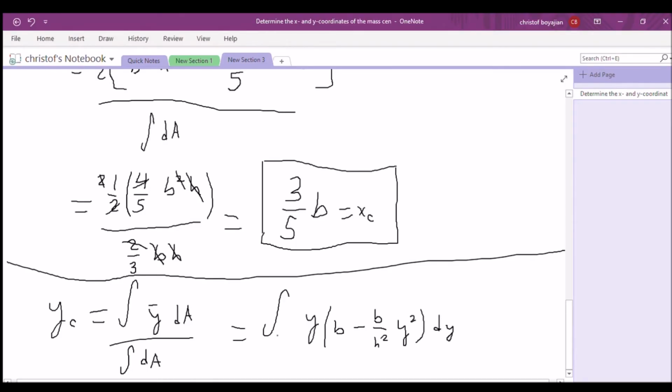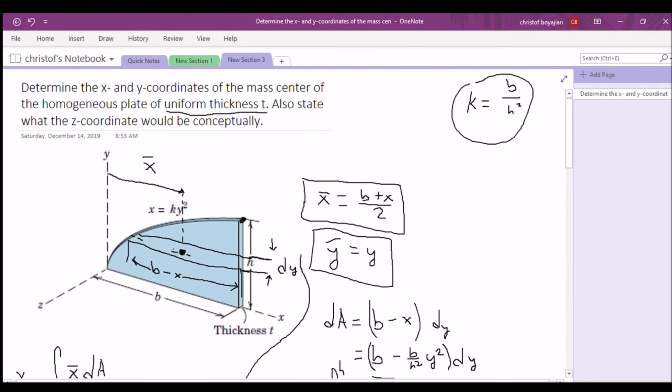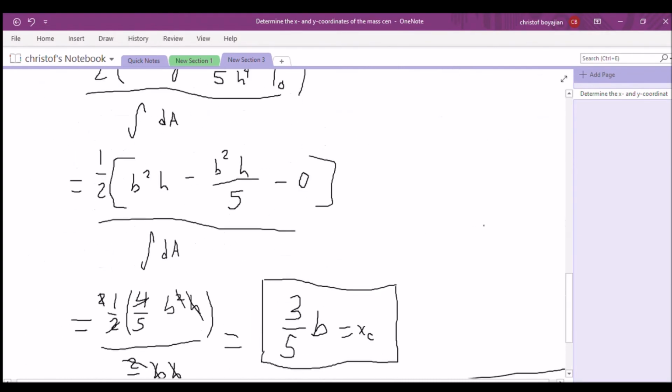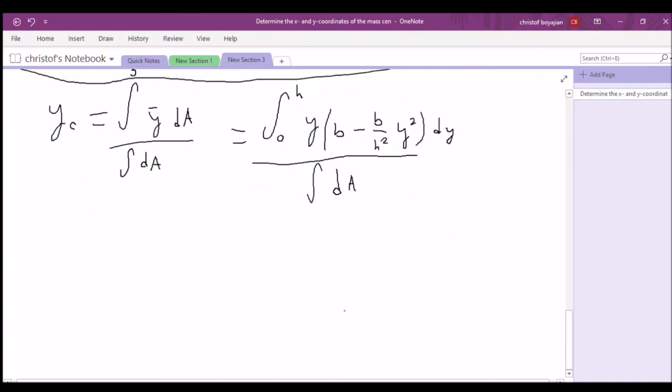And these should be added from 0 to h again, because we're adding up all of our y coordinates of the centroid, because we're doing rectangular cross sections with respect to the x-axis. So we're going up a distance of all of our cross sections of our rectangles from 0 to h. So that's why we have limit 0 to h there, divided by all of our dA. Now we know what this is. We've already solved for that, so we can plug that in later.